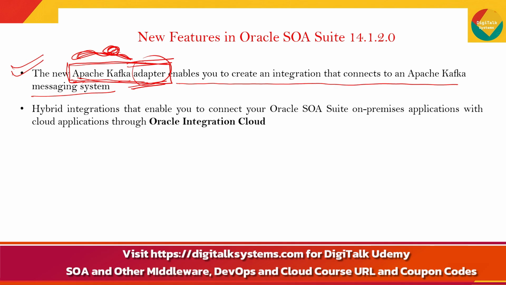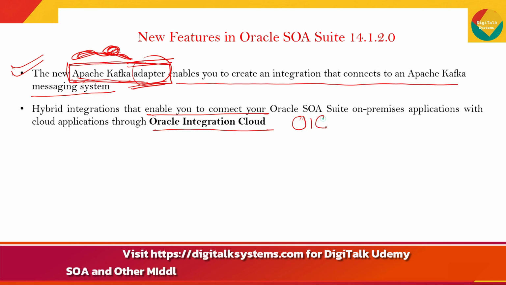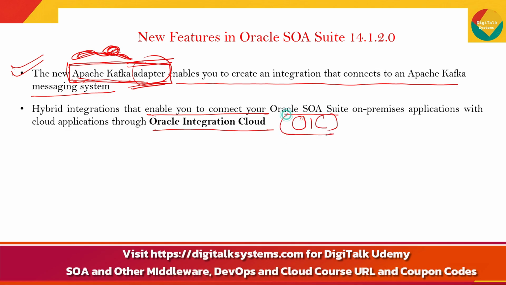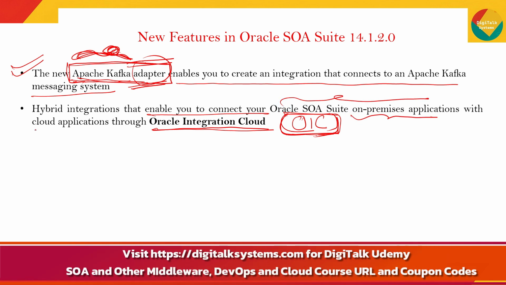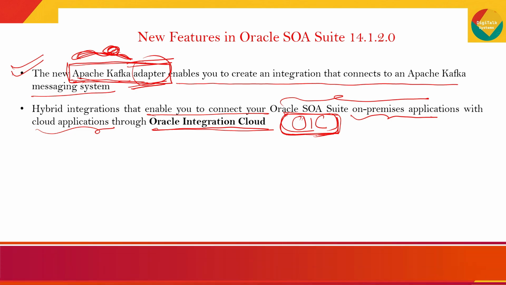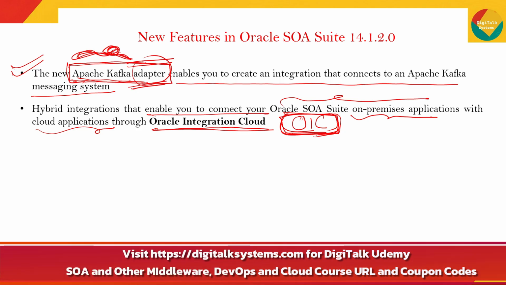So this is the first major enhancement. Apart from that, for on-premise SOA Suite applications, there is a hybrid integration that enables you to connect your on-premise SOA Suite application with cloud applications through Oracle Integration Cloud. OIC is a cloud integration tool from Oracle, which you can utilize to integrate your on-premise SOA Suite applications with cloud applications. That means you are running multiple applications in the cloud, and you also have an on-premise SOA Suite running with multiple SOA Suite components, and you want to integrate that with the cloud applications. For that, you can utilize OIC, Oracle Integration Cloud.